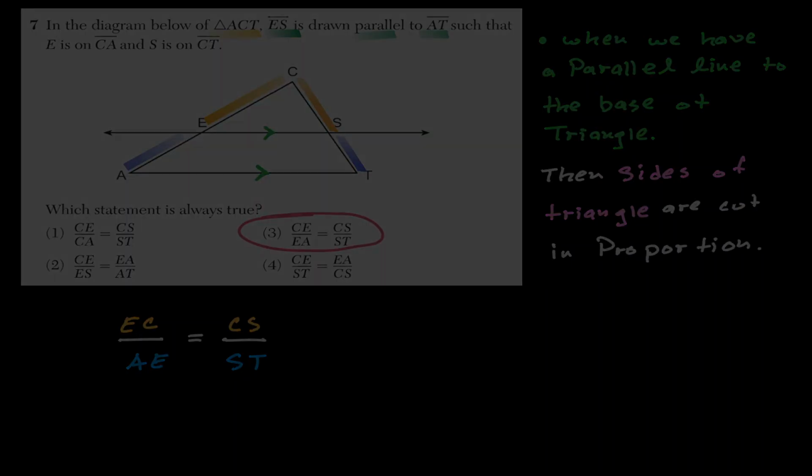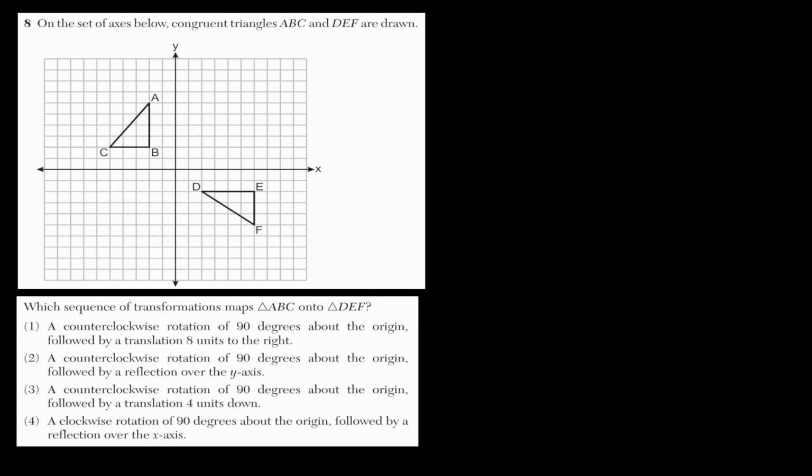In question number 8, we are being given two triangles in a plane. Triangle ABC, which we have here on the left, and triangle DEF, which we have here on the right. And what we would like to know is which map of transformations gets triangle ABC into triangle DEF. Well, let's think of a strategy. We are being given information that we have congruent triangles.